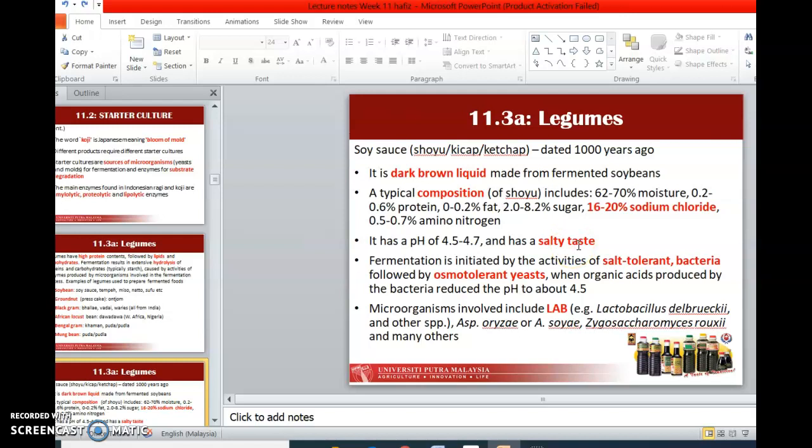Why do we need to add this salt? Because we want to avoid the growing of bad microorganisms. The microorganism that we use in this process is Aspergillus oryzae, the initial one. And this Aspergillus oryzae can live in high salt conditions. So by adding salt, we avoid the growing of bad microorganisms, but we promote the growth of Aspergillus oryzae.